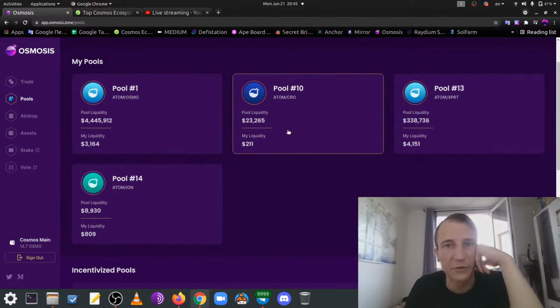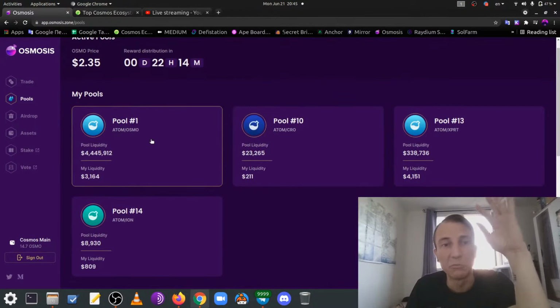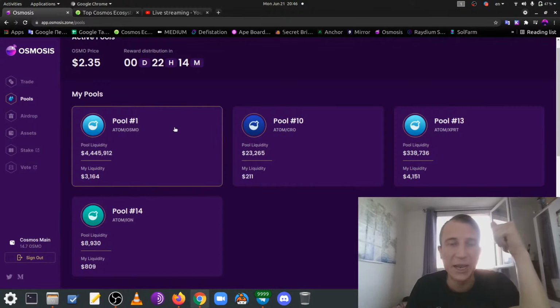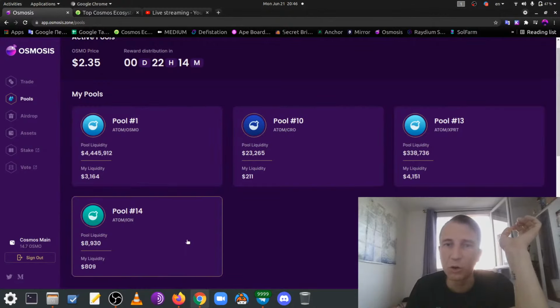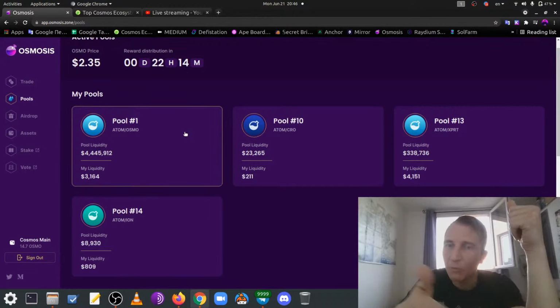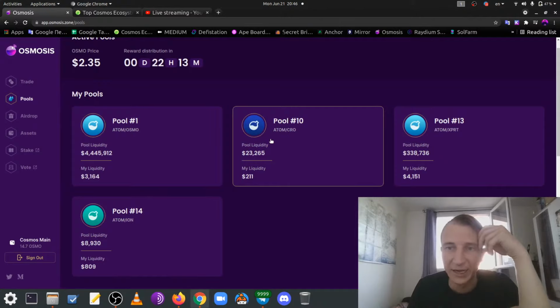my tokens in 4 different pools, and these pools work for 1 day, and after the 1 day they distribute reward. So I need to wait for 22 hours for the next reward distribution, but it does not mean that I need to keep all my assets here all the time. It just means that for the next distribution, the more time my assets are in the pools, the more Osmo I will get as a reward.